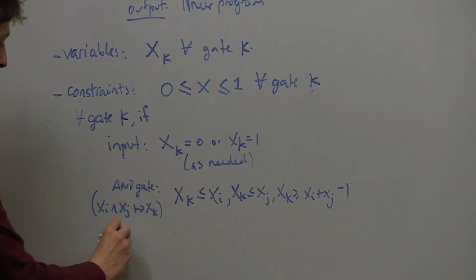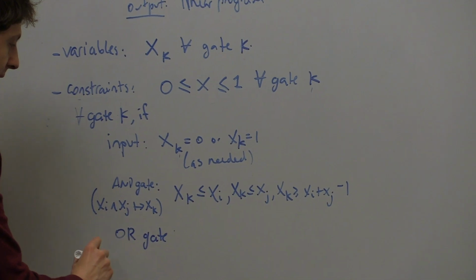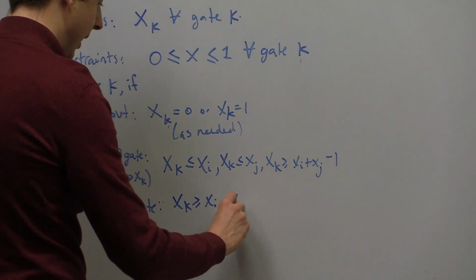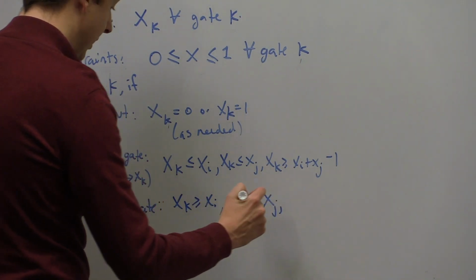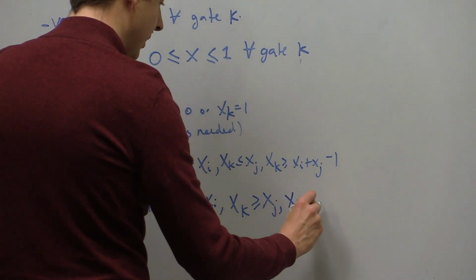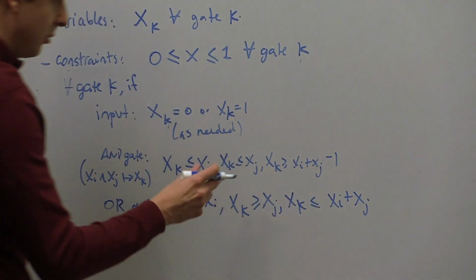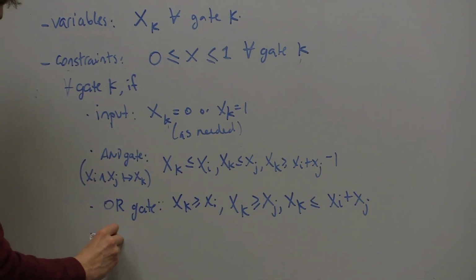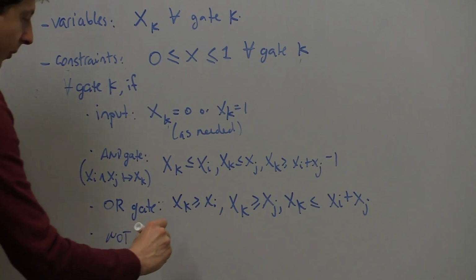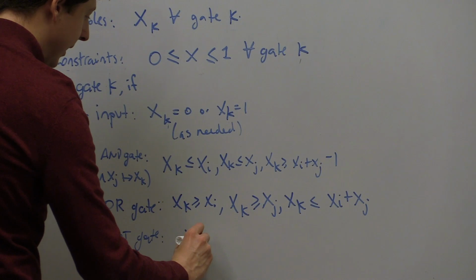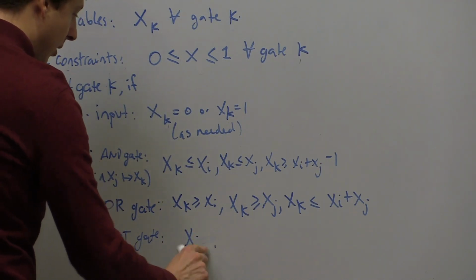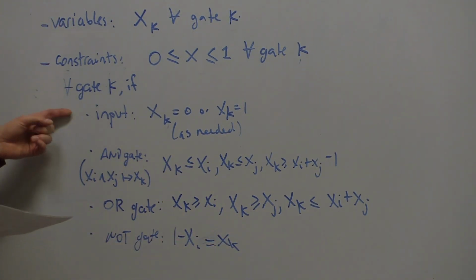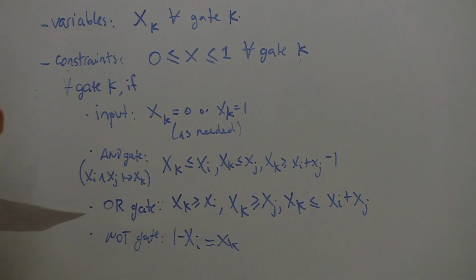For the OR gate, there is a similar but symmetric set of constraints. Xk is at least xi, xk is at least xj, and xk is at most xi plus xj. I will not do the case analysis again, but it's similar. And for the NOT gate, we have that 1 minus xi is xk. Okay? So all of these implement each gate as one or more linear constraints.